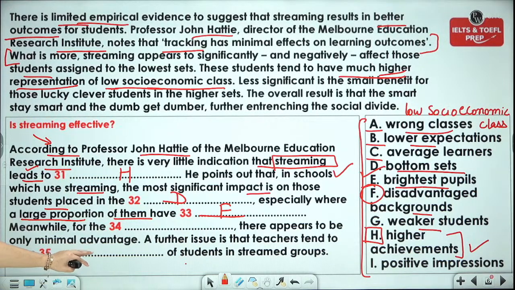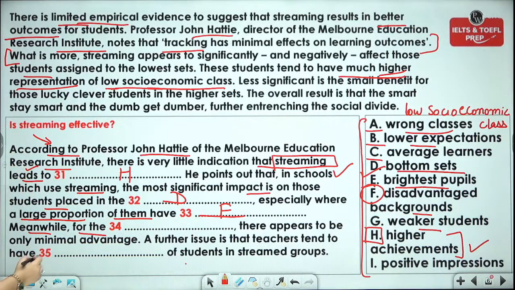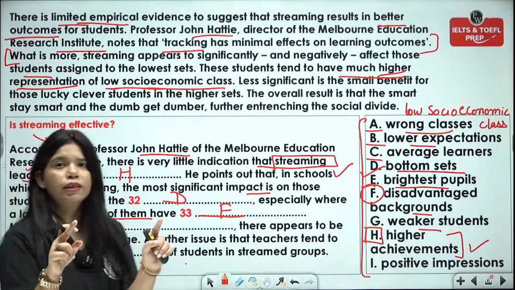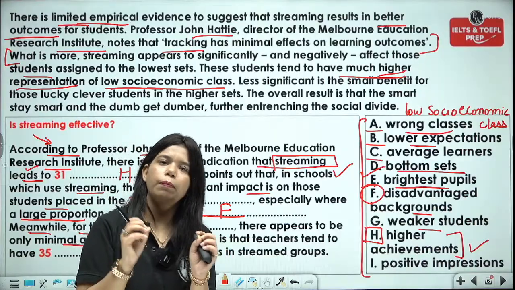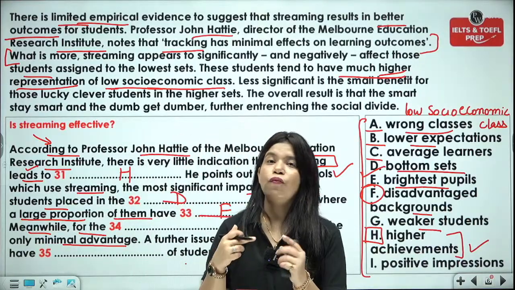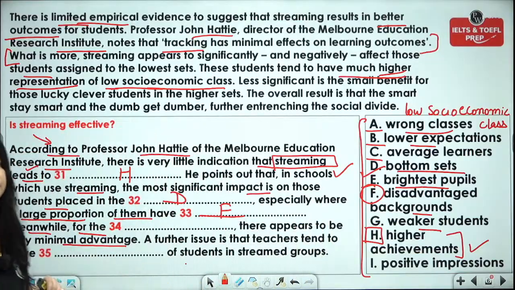Moving on, let's proceed. So now it says, meanwhile, for the dash, there appears to be only minimal advantage. So they are talking about dash and they are saying for them there is only a minimal advantage. So for whom is there minimal advantage? Read, it should be simple now. And post in the chat box. Let me clear the mess a little bit.